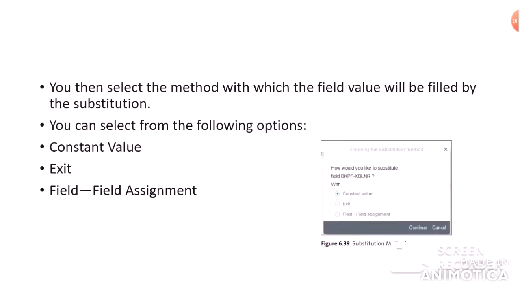You then select the method with which the field value will be filled by the substitution, whether it is a constant value or we are going to call any exit like user exit or field assignment. So you can select from the following options: constant value, exit, and the field assignment.